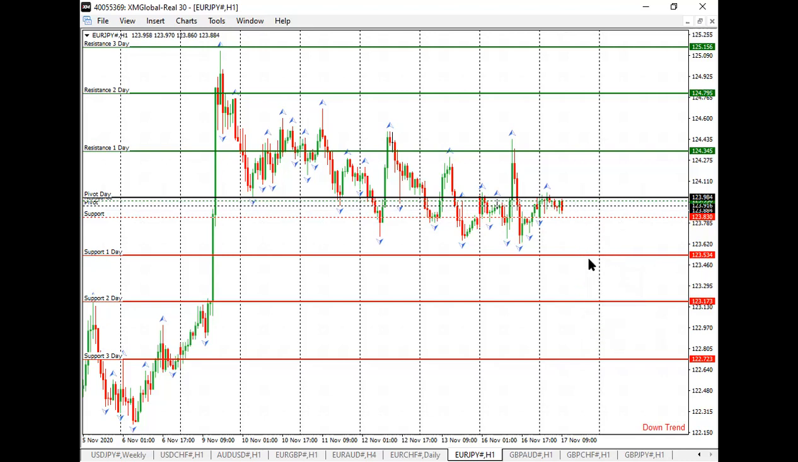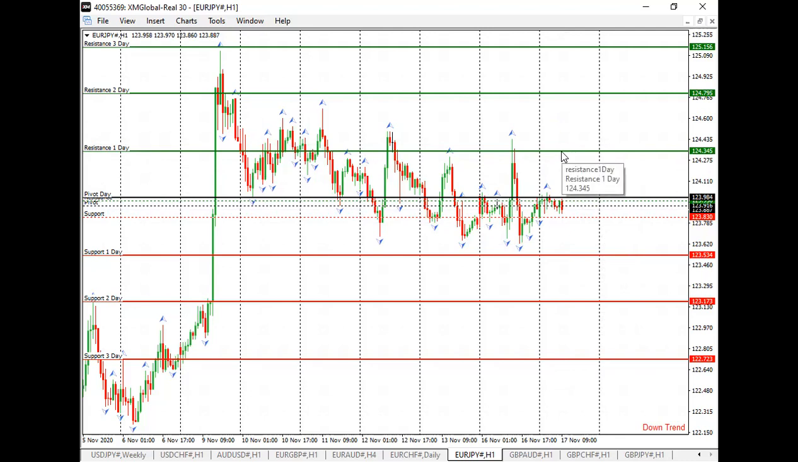So we have our first objective target on support level 1, and our second objective target on support level 2. For our stop loss level on this particular instance, since this trend has not been that strong, we have our stop loss slightly above the previous resistance level 1. That's the stop loss level on this particular one.